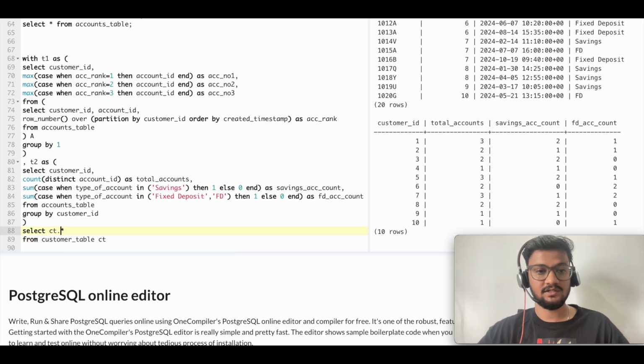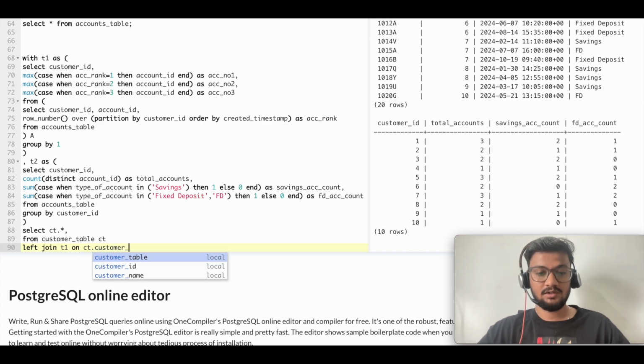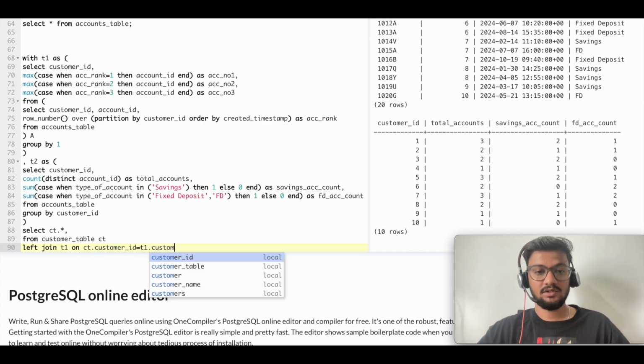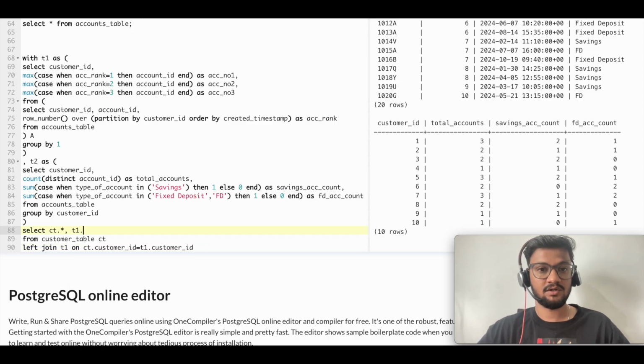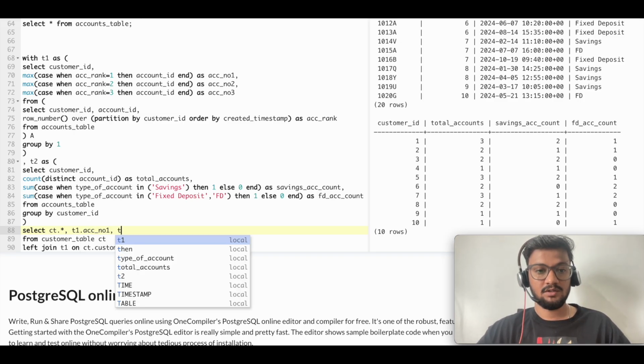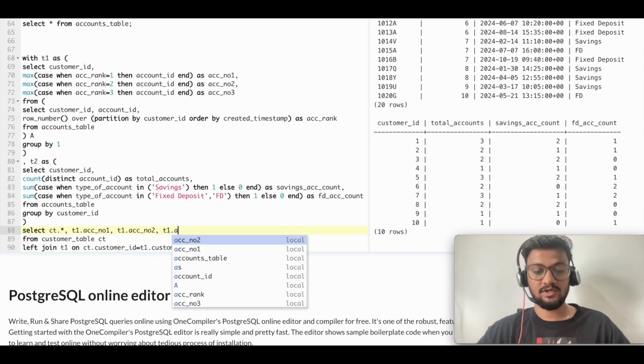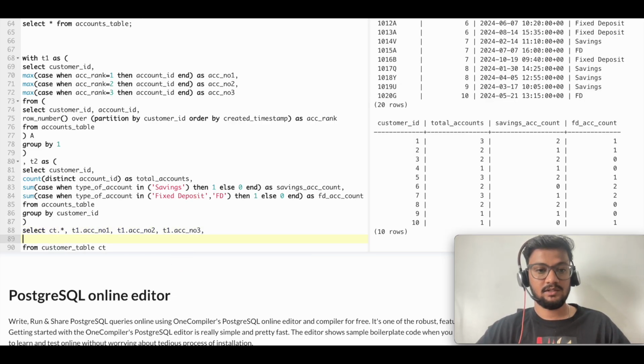So let's keep the base table as customers table, alias it as CT, and select CT dot star which has both the columns, comma, left join the first table which is T1 on CT dot customer ID is equal to T1 dot customer ID. Pick up the important columns from T1, that is T1 dot account number 1, comma, T1 dot account number 2, comma, T1 dot account number 3.